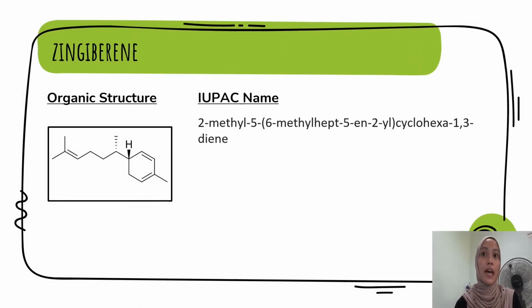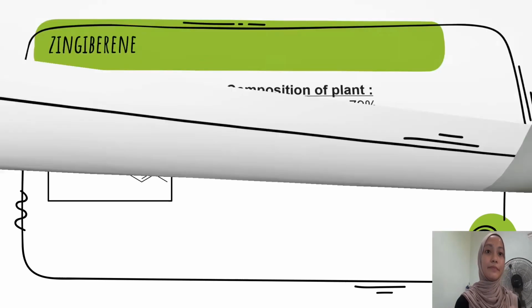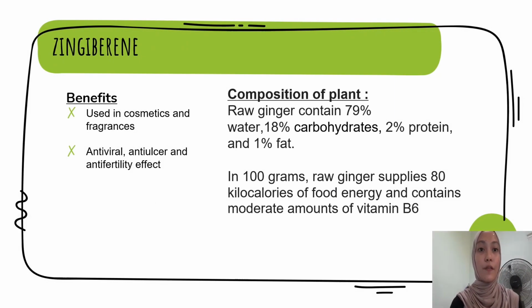One of the active compounds in ginger is zingiberene, which is an alkene. So the organic structure, as you can see from this picture, and the IUPAC name of zingiberene is 2-methyl-5-(6-methylhept-5-en-2-yl)cyclohexa-1,3-diene. The benefits of zingiberene are that it is used in cosmetics and fragrances, and it also has anti-fungal, anti-ulcer, and anti-fertility effects.